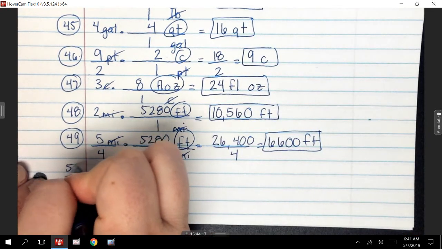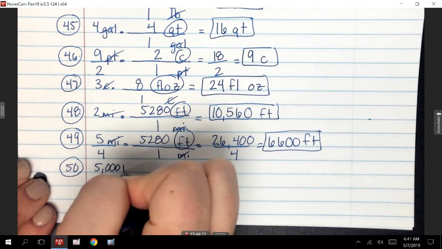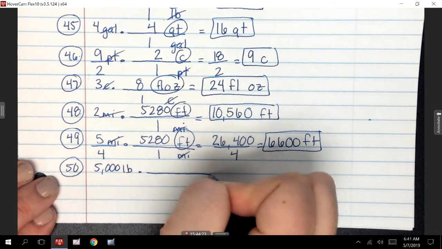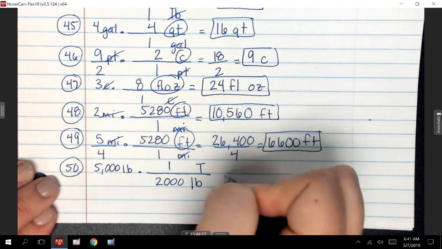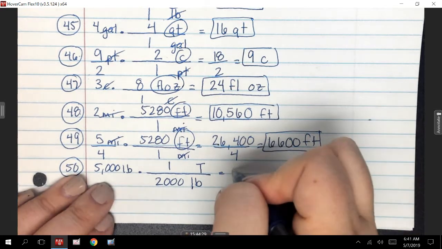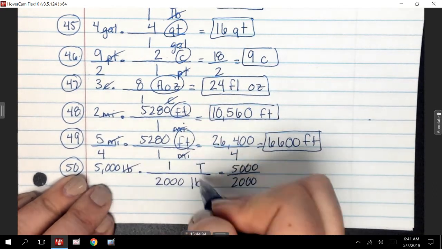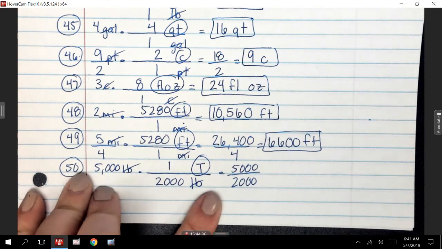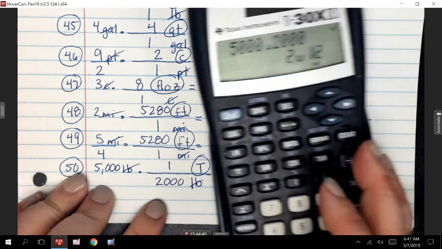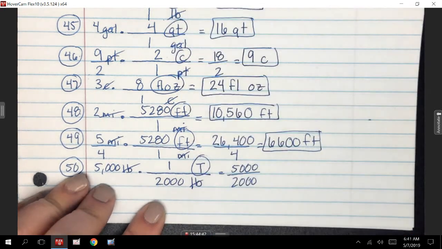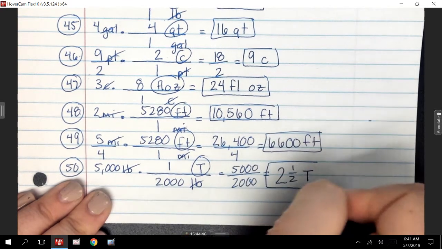All right, number 50, I have 5,000 pounds, and I want to change my pounds to tons. I know 1 ton is 2,000 pounds, so I'm going to end up with 5,000 over 2,000. Pounds go away, leaving me with tons. So 5,000, fraction button, 2,000. It'll simplify everything all the way down to 2.5. So my answer here would be 2.5 tons.